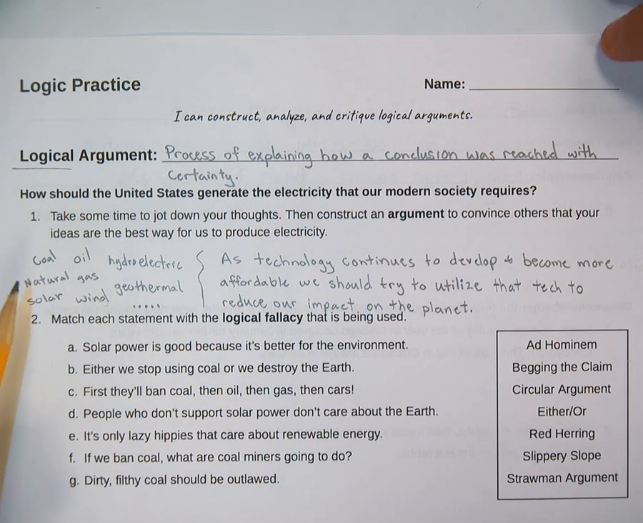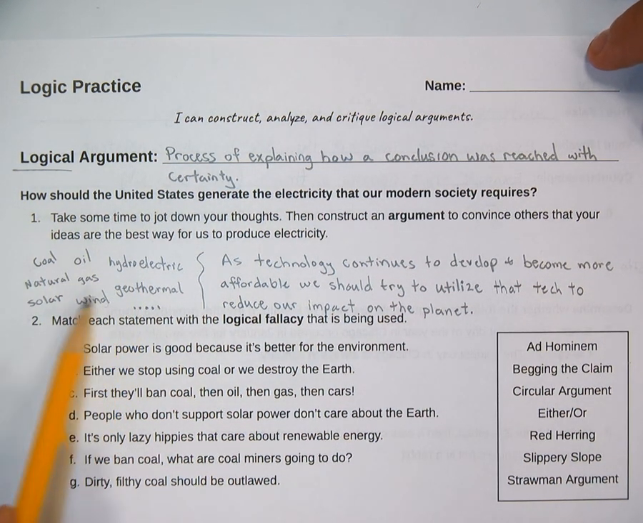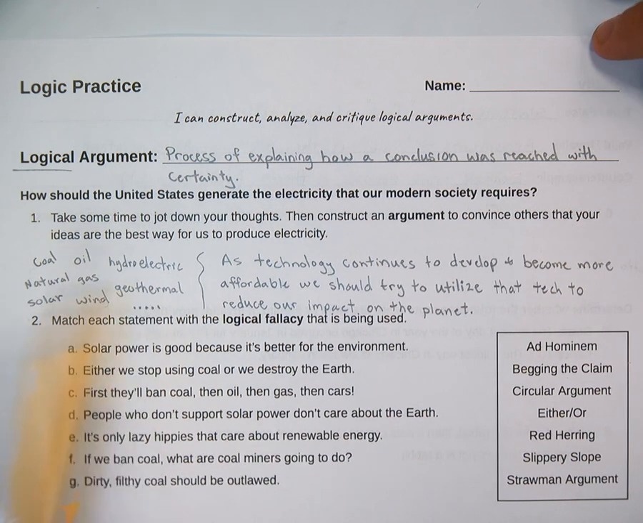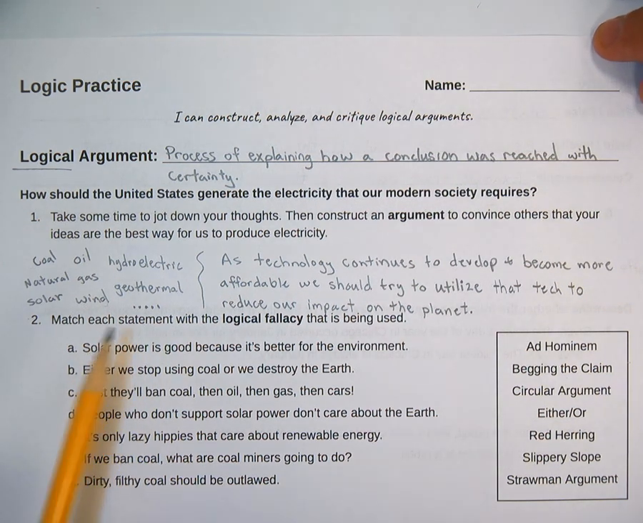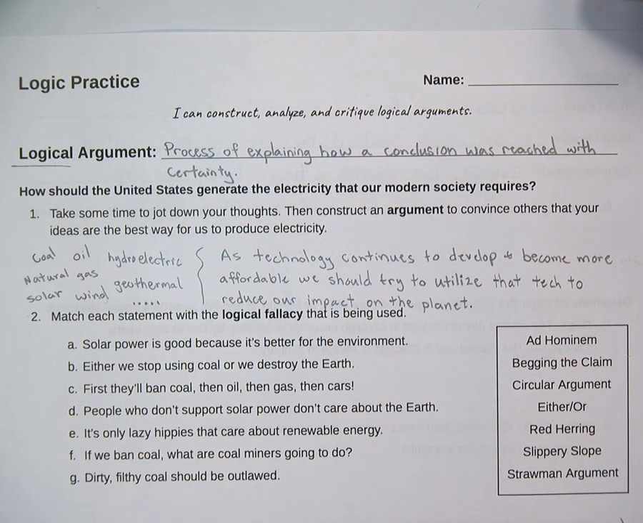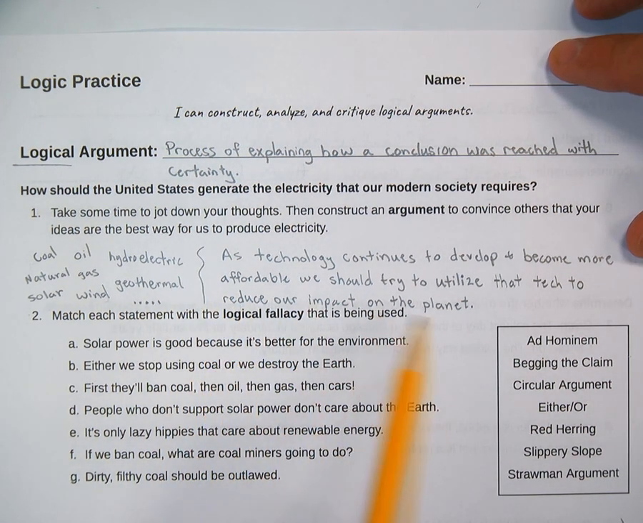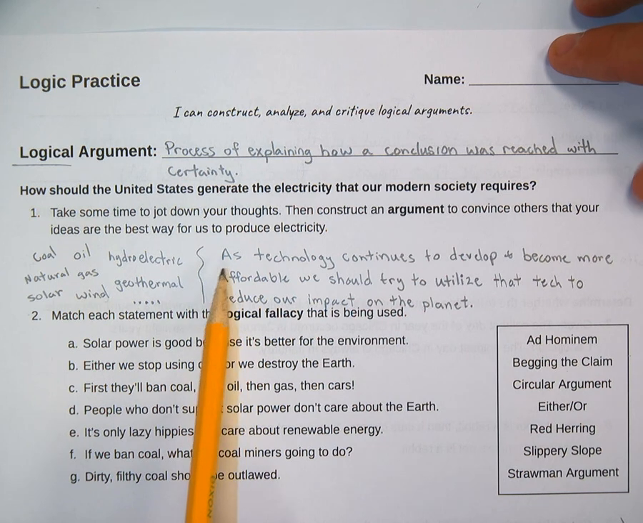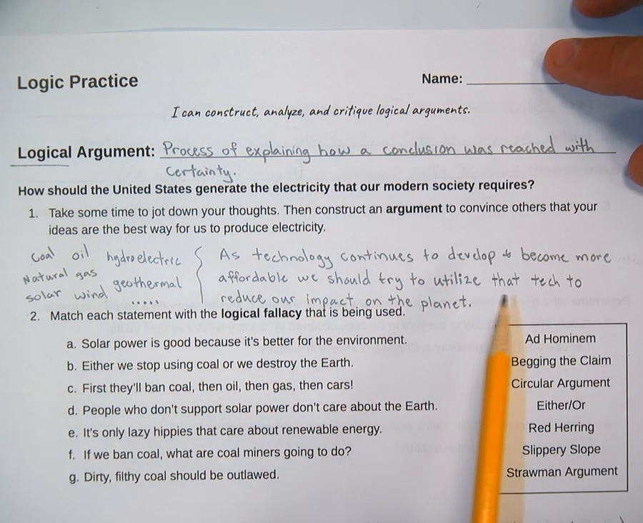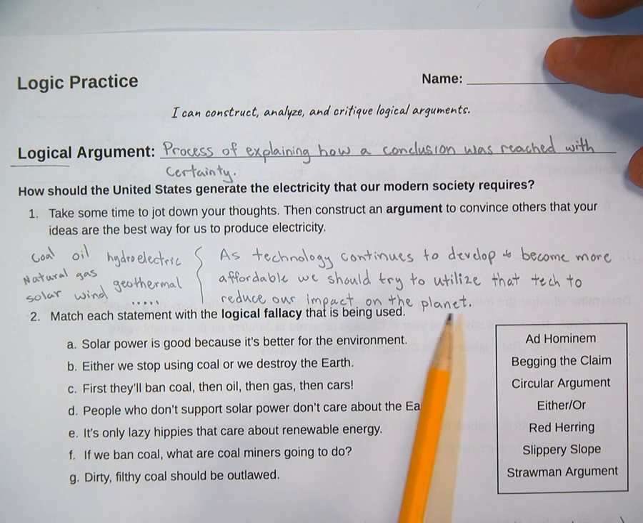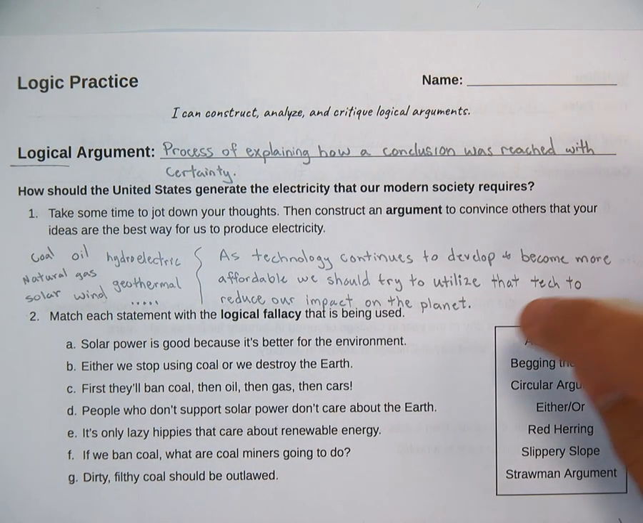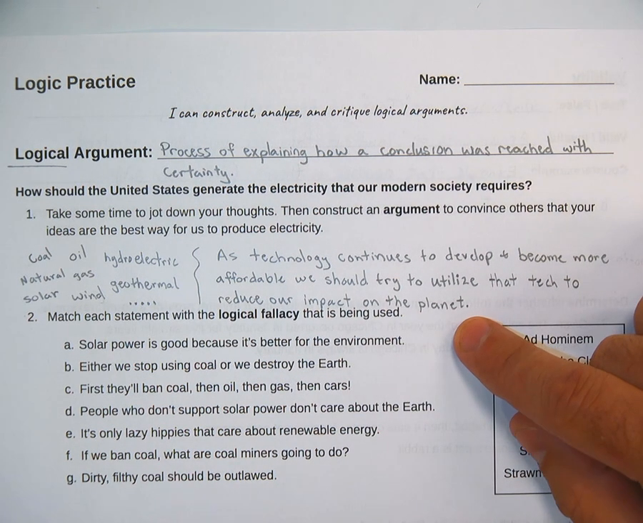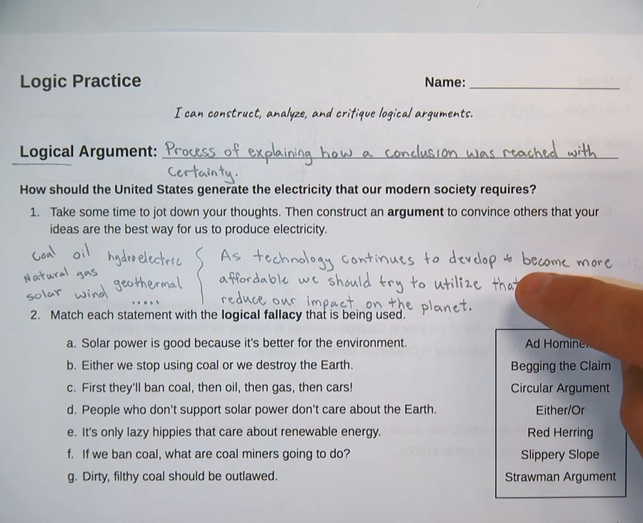All right, so here was just kind of my thoughts on it. I listed out some of the different options we currently have: coal, oil, hydroelectric, natural gas, solar, wind, geothermal, and there's certainly many more than just what I've listed here, but these are the ones that came to mind. And so as I thought about that for a minute, my thoughts started drifting towards reducing the impact on the planet. And my argument that I constructed said, as technology continues to develop and become more affordable, we should try to utilize that tech to reduce our impact on the planet. So that being an argument is telling you not just that, hey, we should try to stop hurting the earth, but it tells you why and how I arrived at that conclusion.